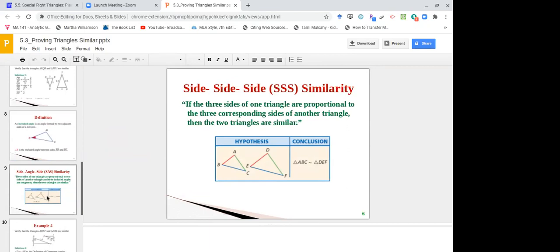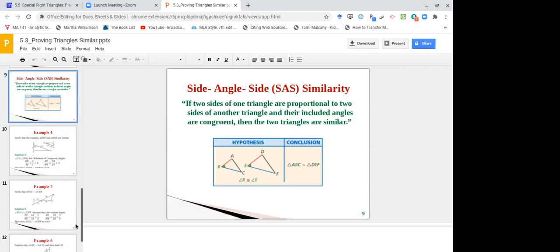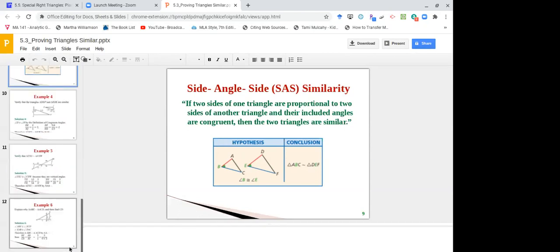And finally, in this section, we have side angle side similarity, which the only thing here is you have to be a little bit careful that the angle that you're given is between the two sides that you're given. If two sides of one triangle are proportional to two sides of another triangle and their included angles are congruent, it has to be the included angle, not the angle that's on the other side. That's the only little caveat there. And there's examples of that. So this section is fairly straightforward.